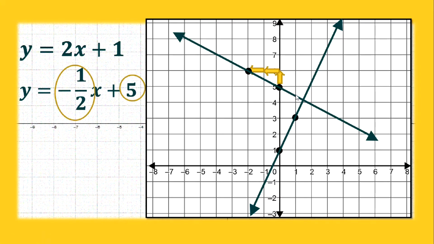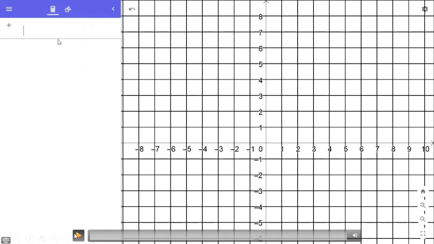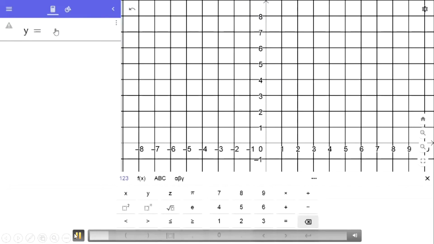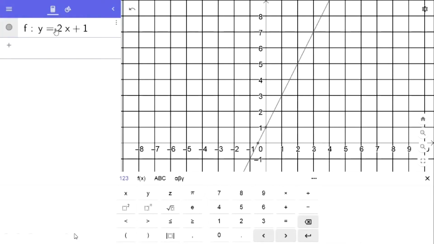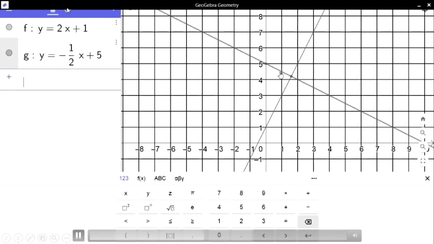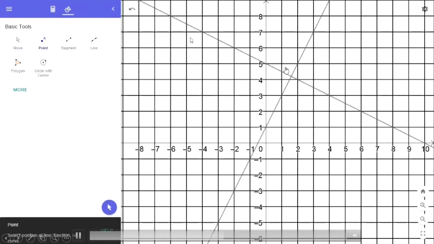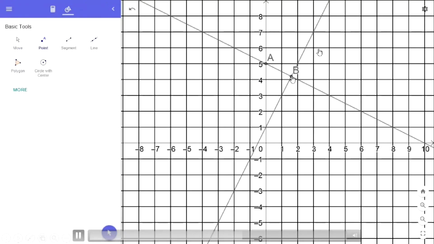But again, we cannot assume unless otherwise ma-prove natin that the angle formed are right angles. So, again, we will be using GeoGebra. Ipa-plot natin yung two given equations. Y equals 2x plus 1 and y equals negative 1 half x plus 5. And hahanapin natin or aalamin natin ang measure ng angle na to. If this is a 90-degree angle, then the lines are perpendicular.